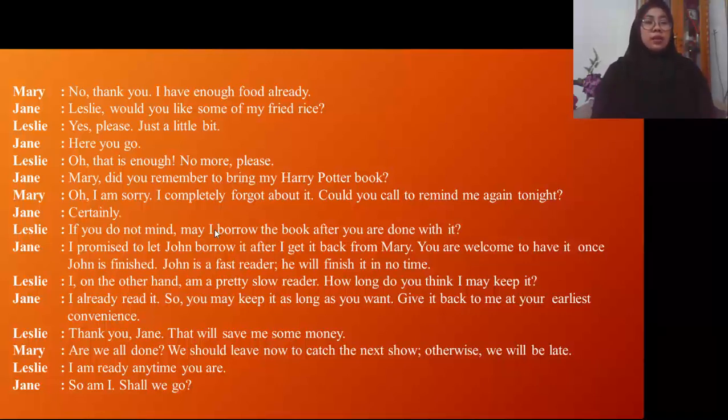And then Leslie: I, on the other hand, am a pretty slow reader. How long do you think I may carry it? And then Jane: I've already read it, so you may keep it as long as you want. Give it back to me at your earliest convenience. And Leslie: Thank you, Jane. That will save me money.